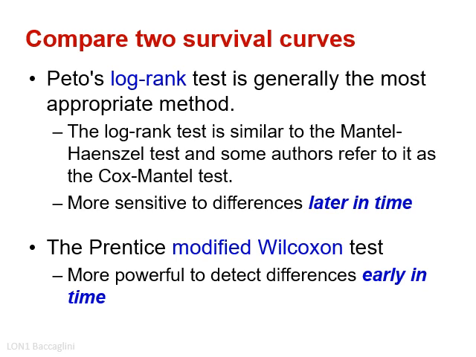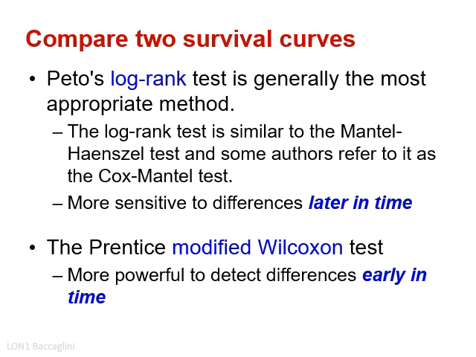We can also compare the two survival curves. We can think about two methods. We have a log rank test and the modified Wilcoxon test. The log rank test is typically the test that you would most likely see reported.